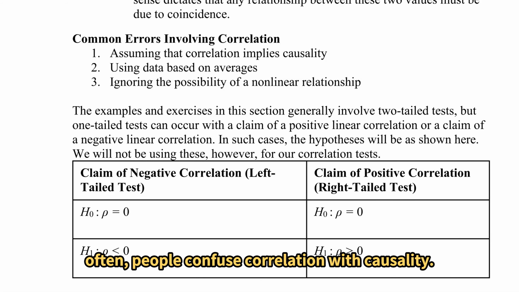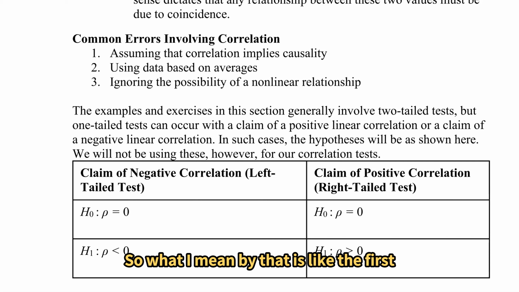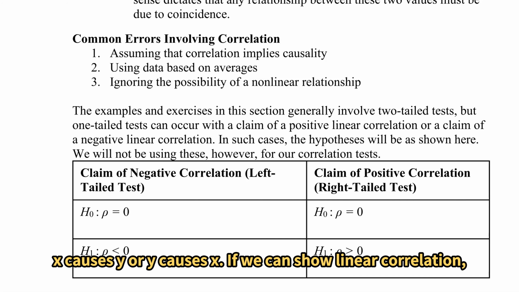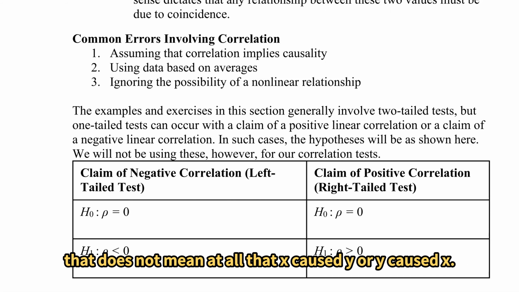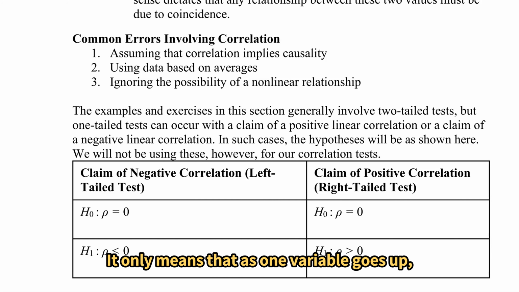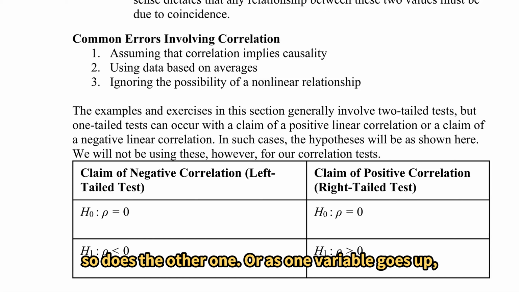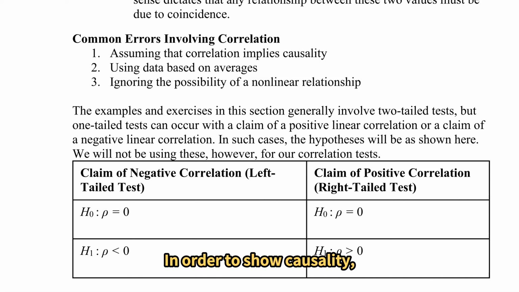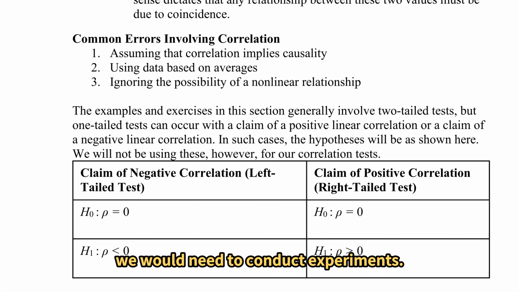So some common errors involving correlation. Often people confuse correlation with causality. So what I mean by that is like the first two possible relationships between the variables. X causes Y or Y causes X. If we can show linear correlation, that does not mean at all that X caused Y or Y caused X. It only means that as one variable goes up, so does the other one. Or as one variable goes up, the other one goes down in a linear pattern. In order to show causality, we would need to conduct experiments.